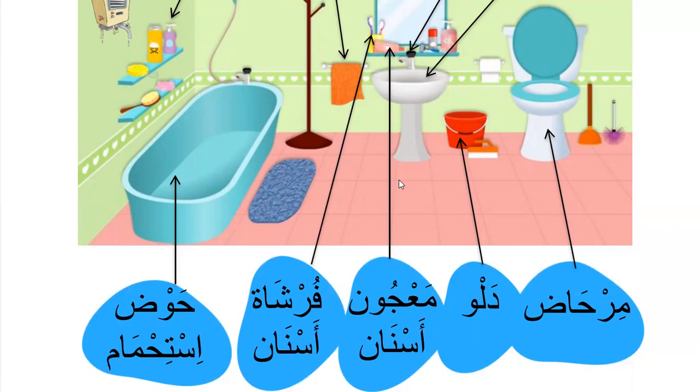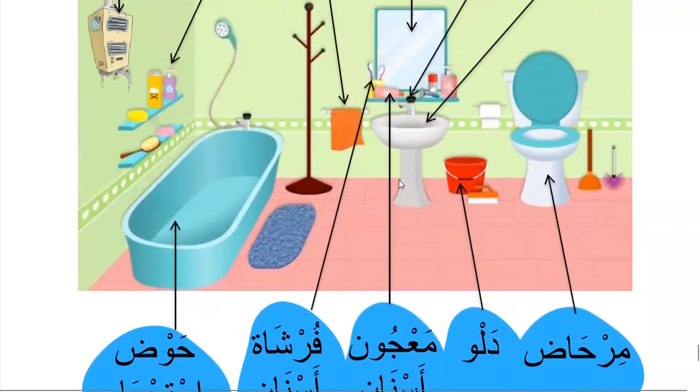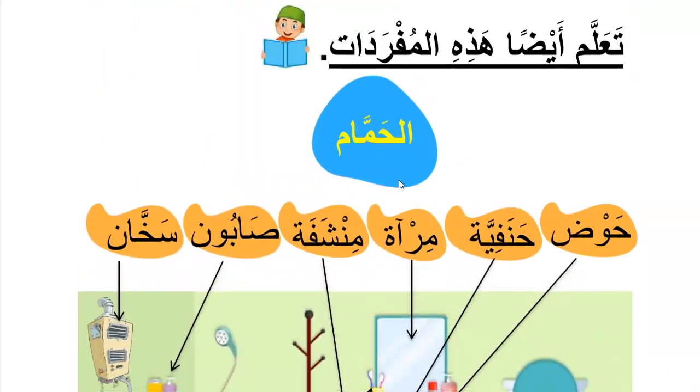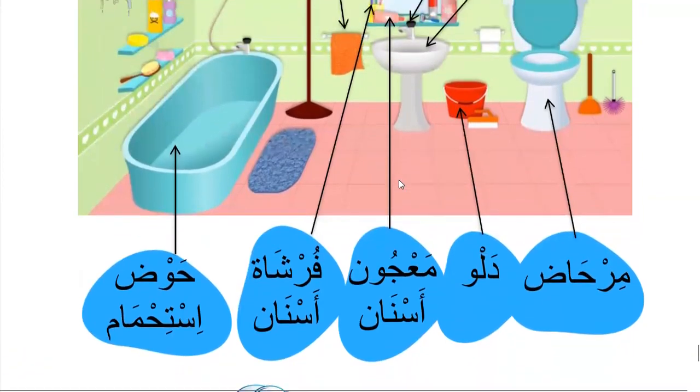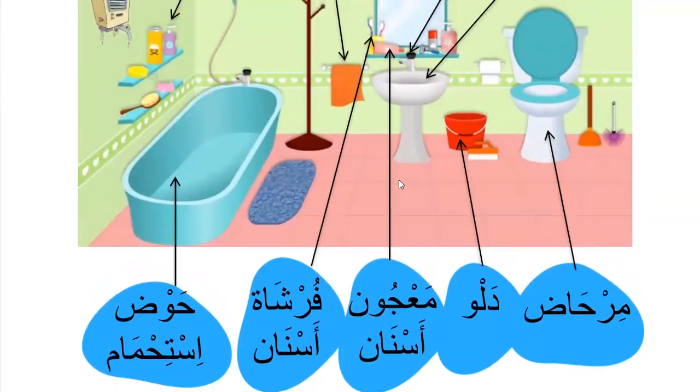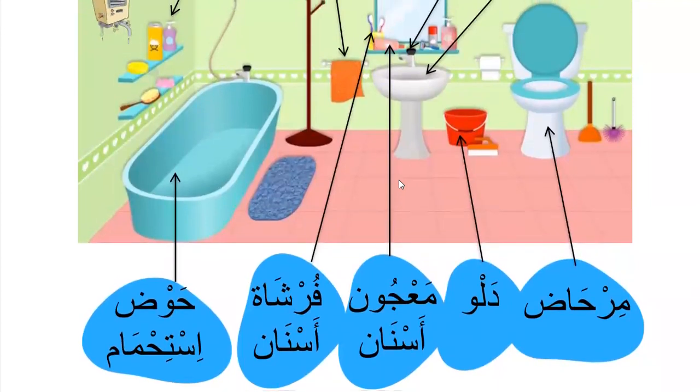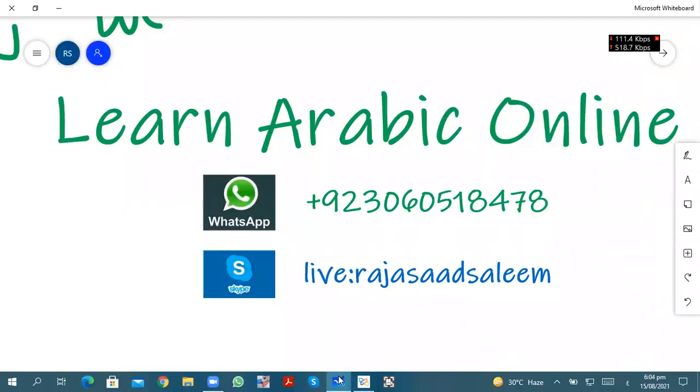House is istihmam, bathtub. Okay. Hood, a wash basin. Hanafiya, a tap. Mirror means mirror. Minshafa, towel. Sabun, soap. Sakan, a water heater. Good. Mirhad, toilet. Dalau, a bucket. Majun asnan, toothpaste. Fursha asnan, toothbrush. Bathtub. Hold for a minute, okay?